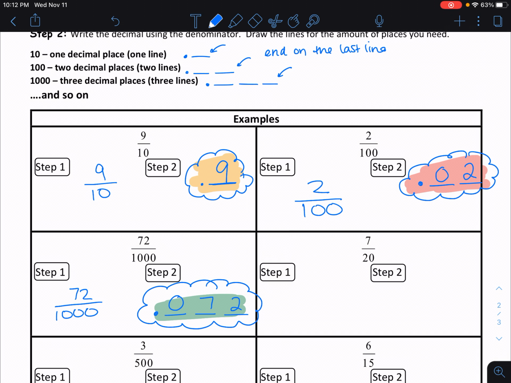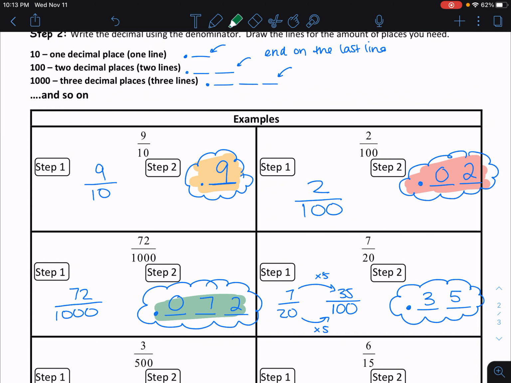So when I look at this next one, 7 out of 20, the closest number that I can get it to is going to be 100. I can't go back to 10, and I don't want to go to 1,000 if I have to because it's really big. So I'm going to go from 20 to 100 by multiplying by 5. So 7 times 5 is 35. Now instead of writing it as a percent, I'm trying to write it as a decimal. So I've got 100 on the bottom, so I'm going to have 2 spaces. And I'm just going to fill the spaces with my 2 values. Okay, this one is the same as 100 on the bottom.